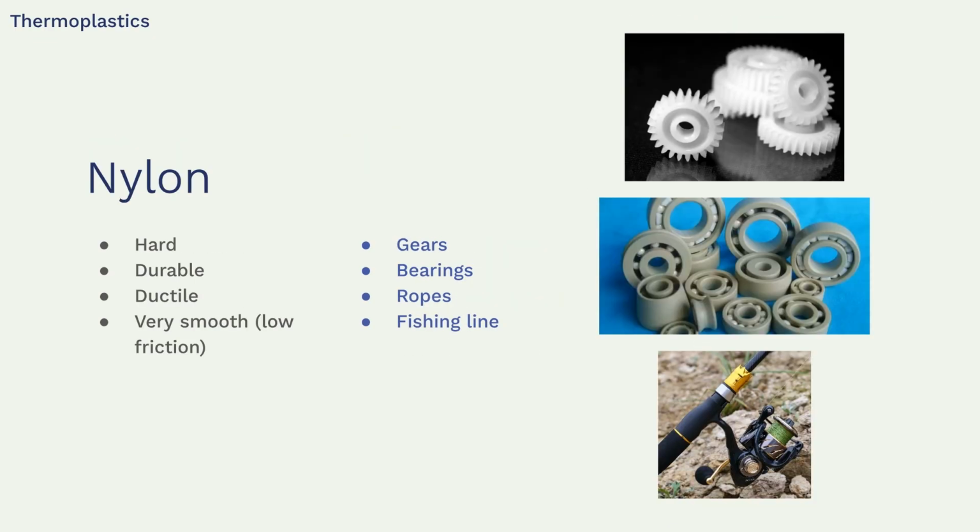Nylon is hard, durable, ductile, and very smooth. So since it's smooth and has low friction, it's used in gears and bearings. It's also used for ropes and fishing lines, which require high tensile strength.